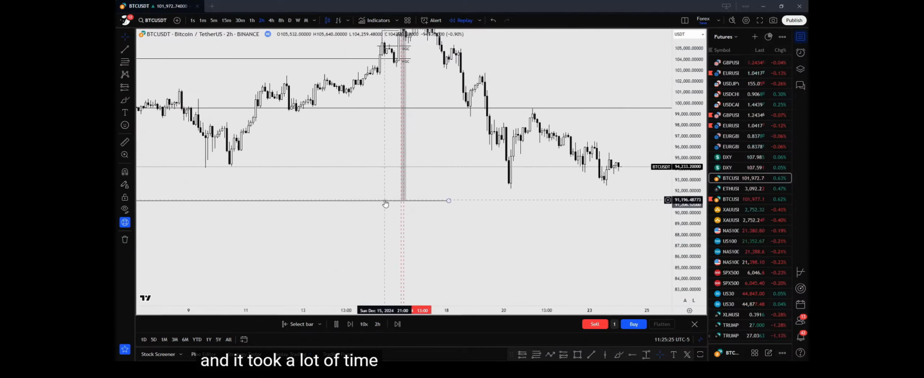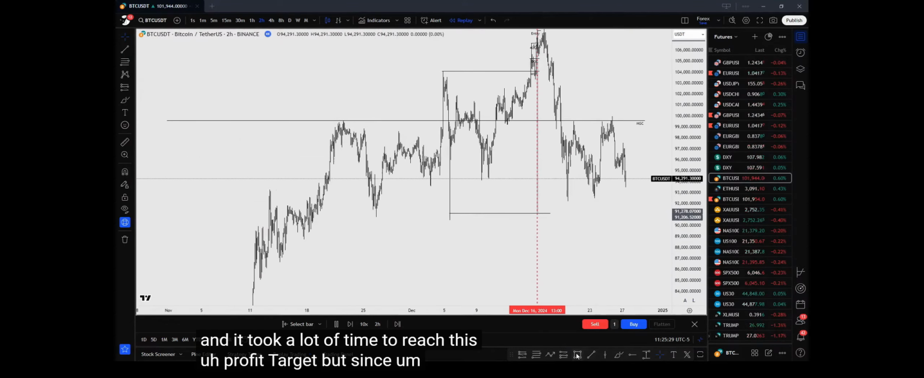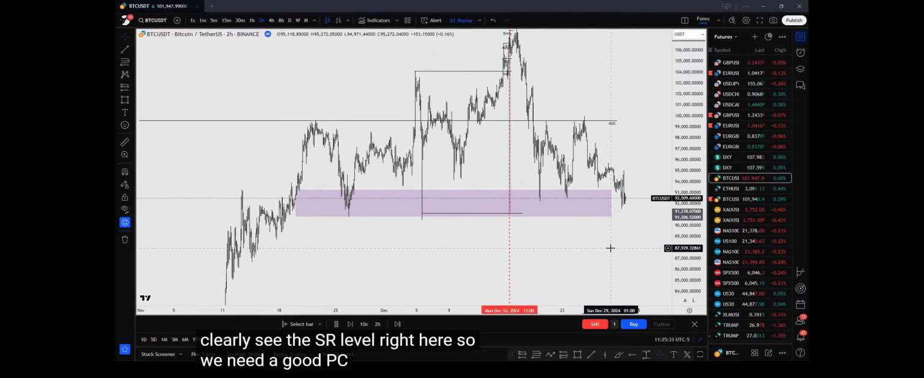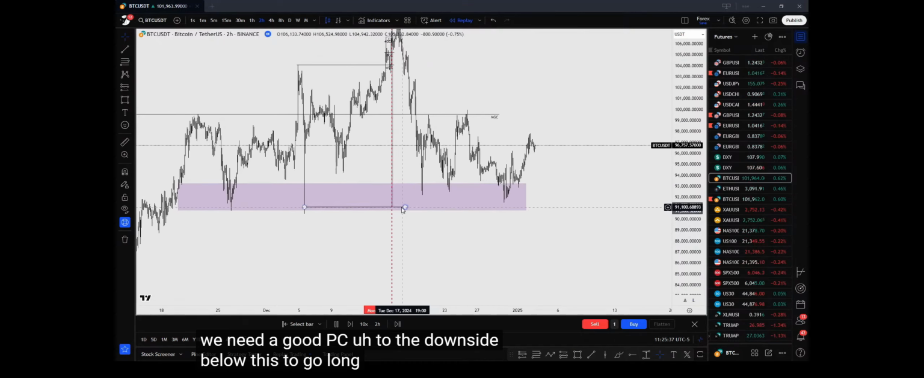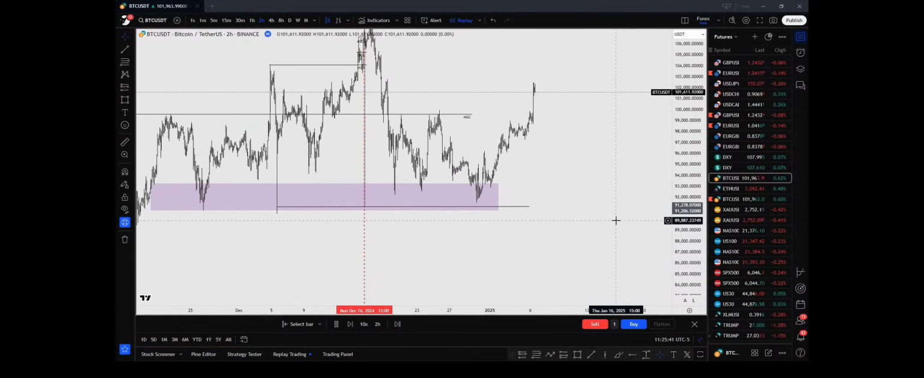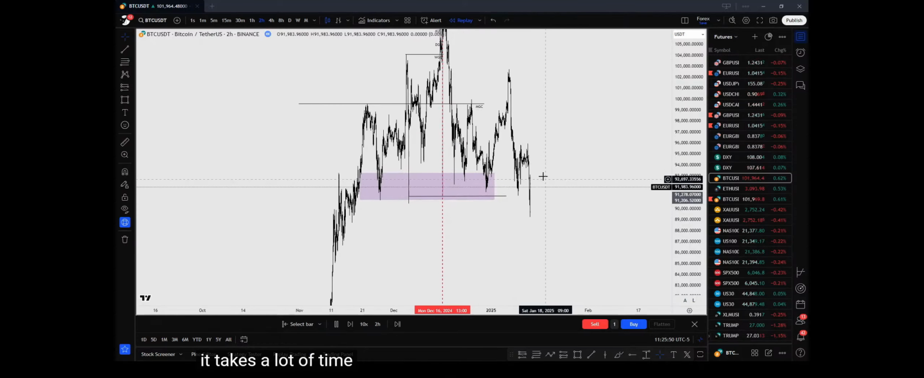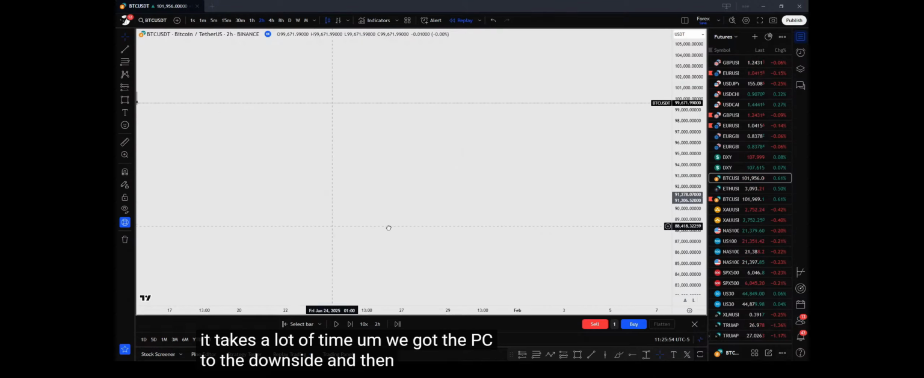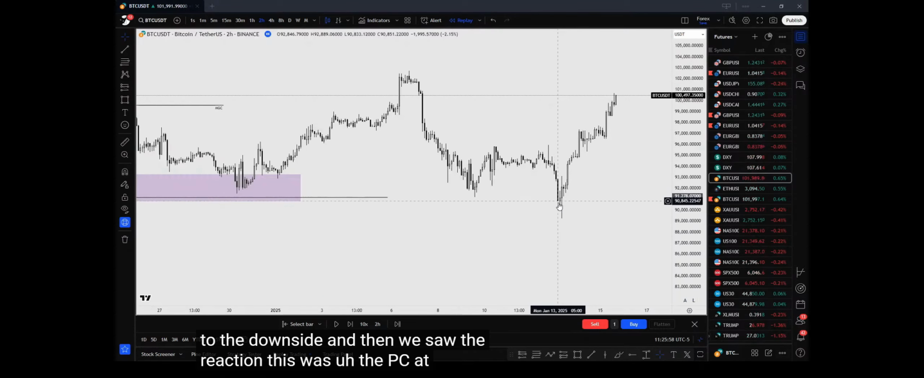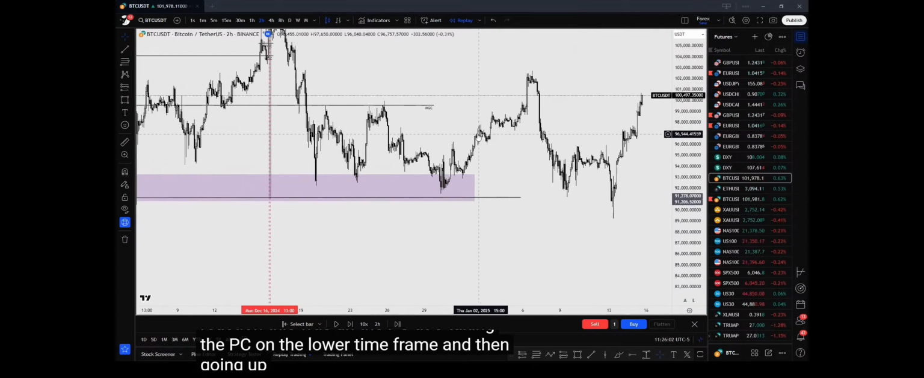And it took a lot of time to reach this profit target. But since you clearly see the SR level right here, we need a good PC to the downside below this to go long. It takes a lot of time. We got the PC to the downside, and then we saw the reaction. This was the PC at 5, taking the PC on the lower time frame and then going up.